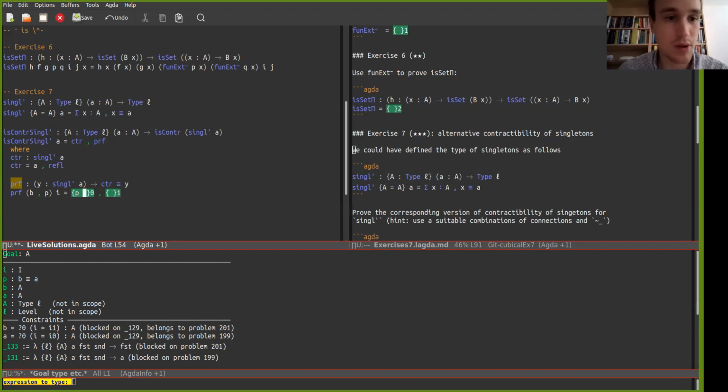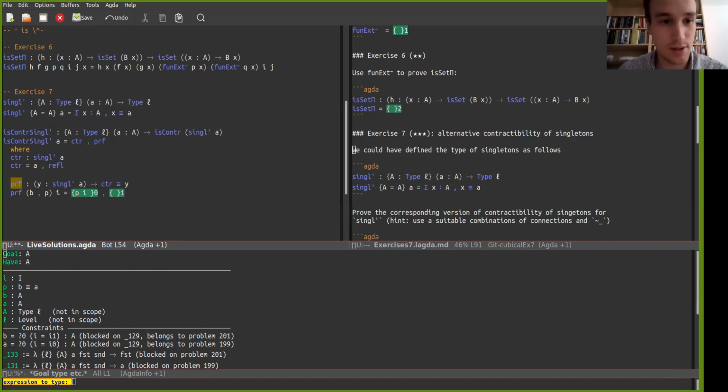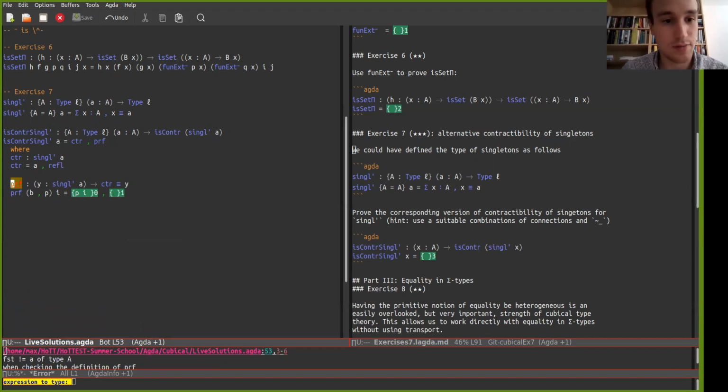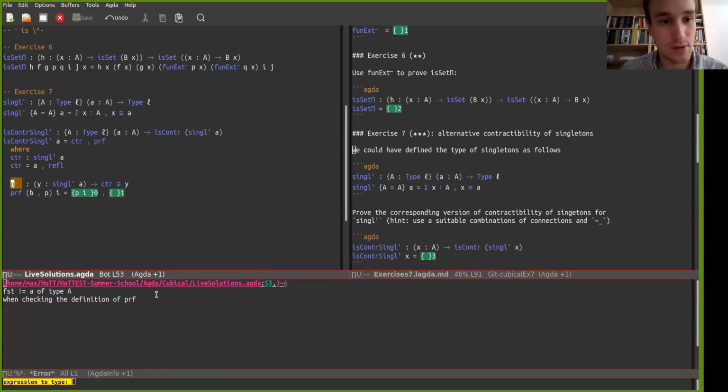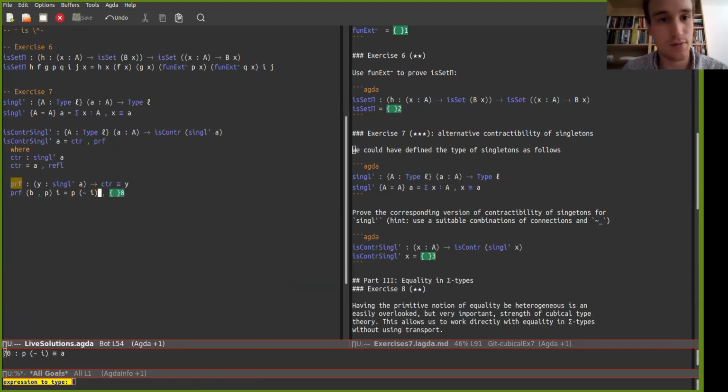So we have to use p, but if we want to do p of i, it tells us that first is not A, so first is b. I don't know why Cubical Agda is so confusing now with the error messages. The boundaries don't match up here, but of course we have to go in the other direction with p here, and then it works.